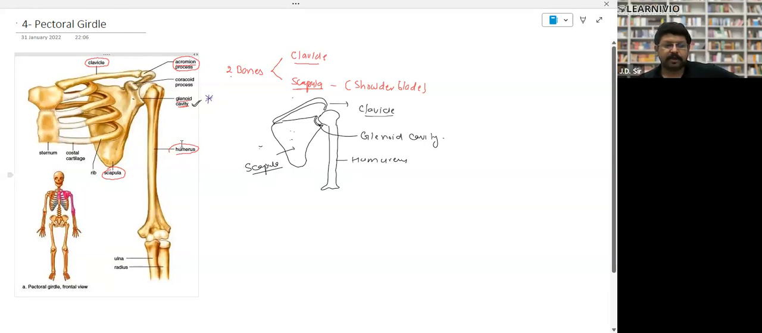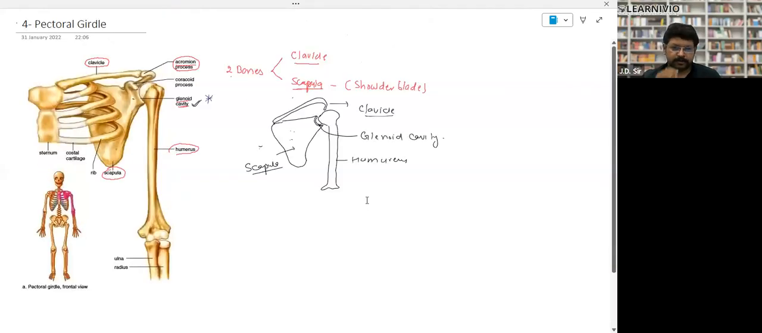And this humerus revolves in a cavity. So there are two bones, clavicle and scapula, right? The scapula is known as the shoulder bone. Scapula and clavicle both meet and make the cavity-like structure called the glenoid cavity, where the humerus rotates, right? So this is the structure of the pectoral girdle. I think it's fair enough. It should be clear to you.